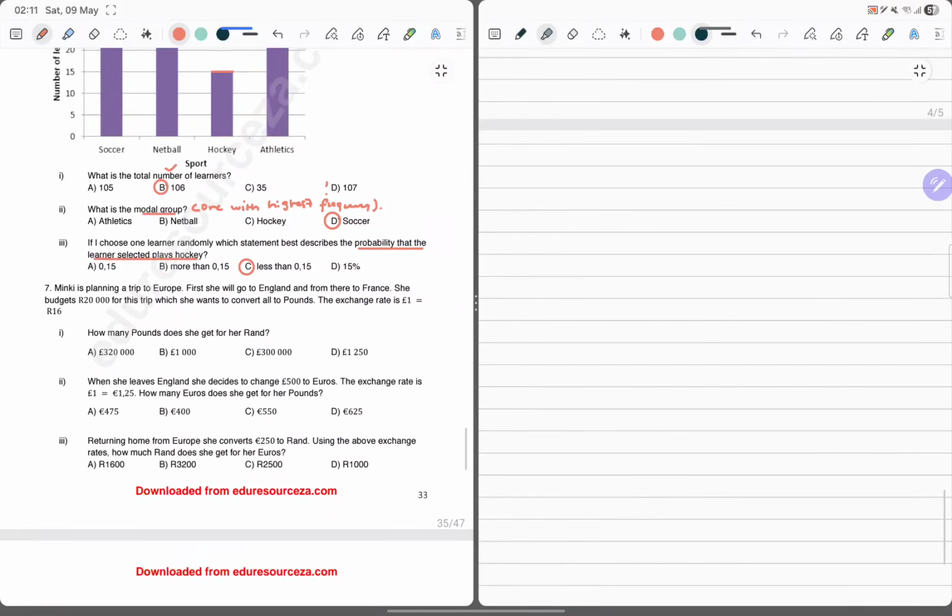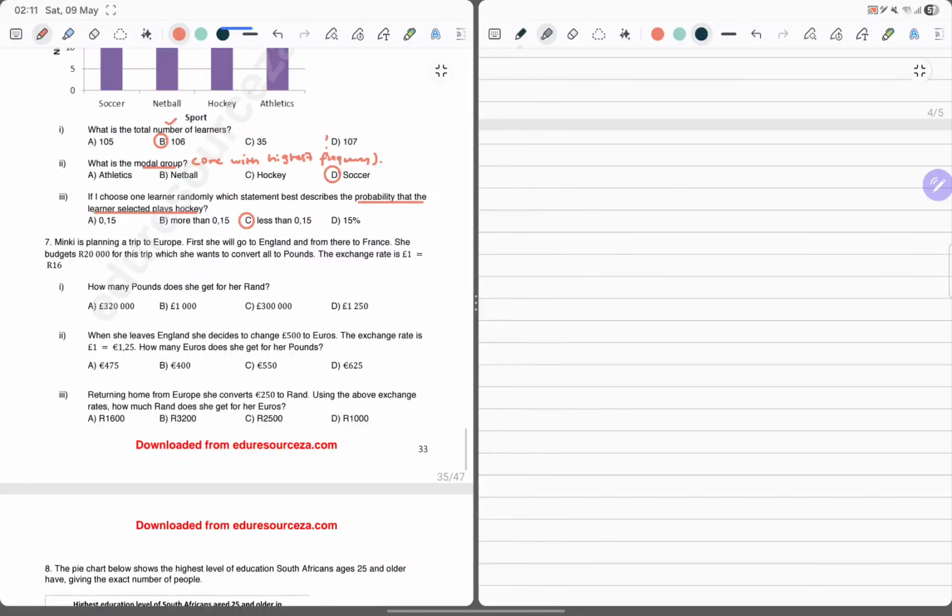I'm going to leave some space for you guys to write some notes. So let's look through question 7. Question 7 says, Minky is planning a trip to Europe. First, she will go to England and from there to France. She budgets 20,000 rands for this trip, which she wants to convert all to pounds. Okay, cool.